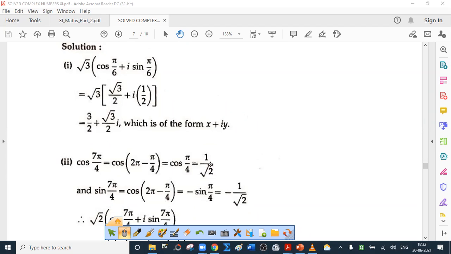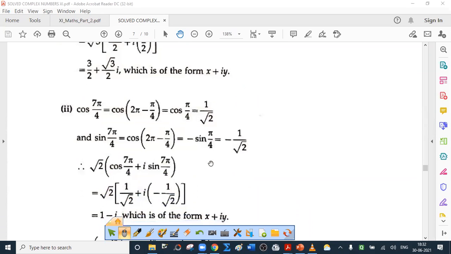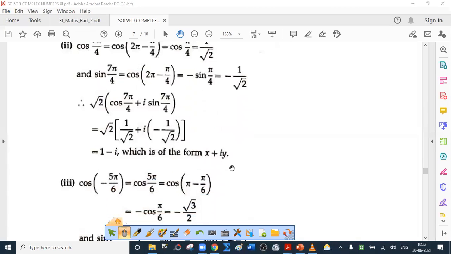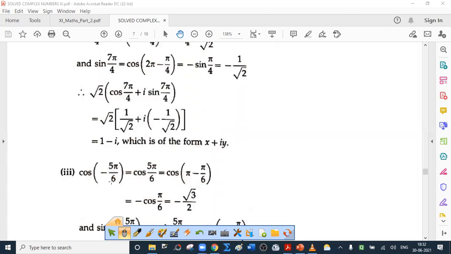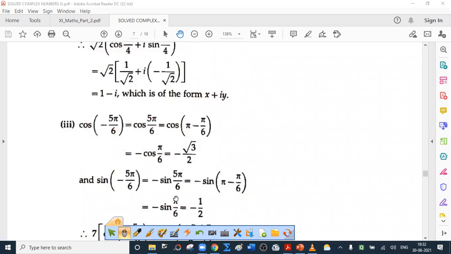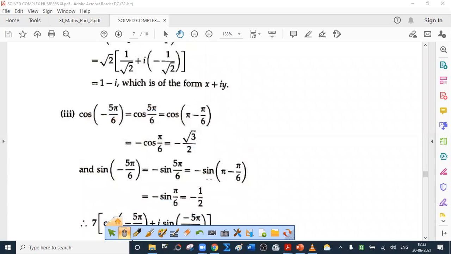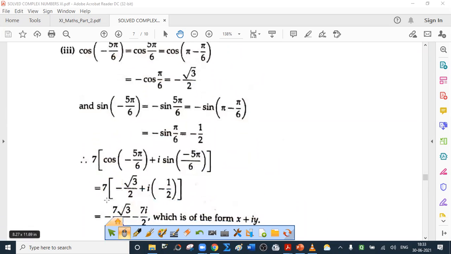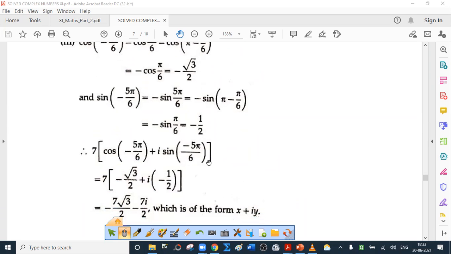Sin 7 pi by 4 is minus 1 by root 2. Substitute the values. So the answer is 1 minus i. Third one, cos of minus 5 pi by 6 is minus root 3 by 2. Sin of minus 5 pi by 6 is minus half. So this complex number takes the form 7 into minus root 3 by 2 plus i into minus half.